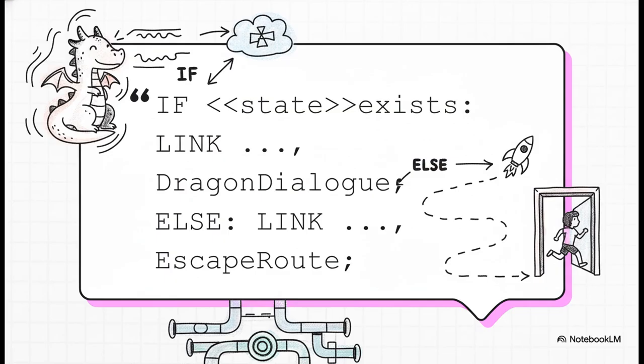And check this out, it's a brilliant example. The pipeline looks to see if a certain state exists. If it does, well, then it proceeds to a scene involving a dragon dialogue. But else, if that state doesn't exist, it dynamically reroutes itself to a totally different path, an escape route. So the pipeline isn't just blindly executing steps anymore. It's making a creative decision based on the current state of the world.